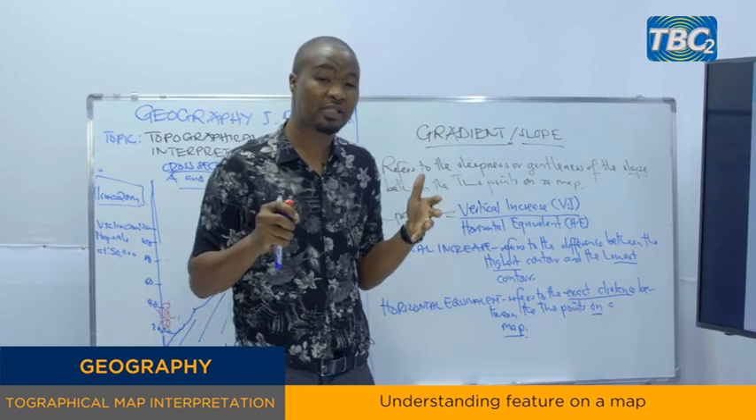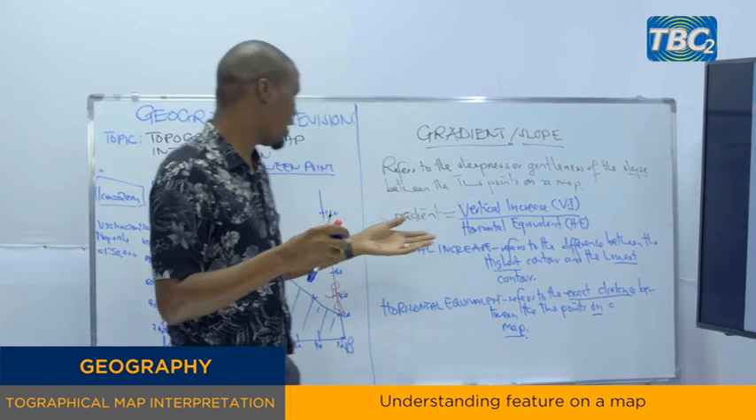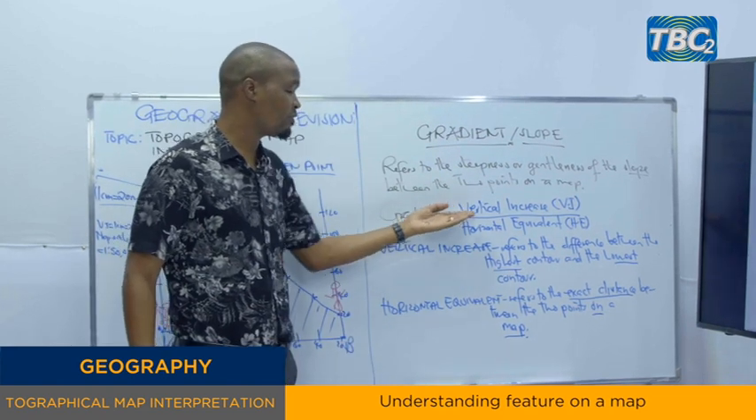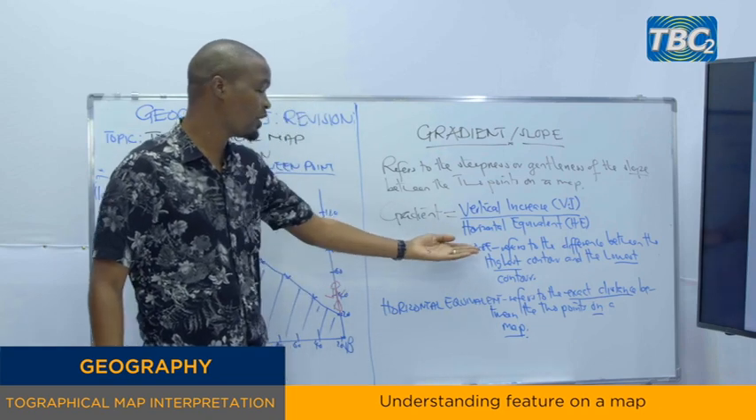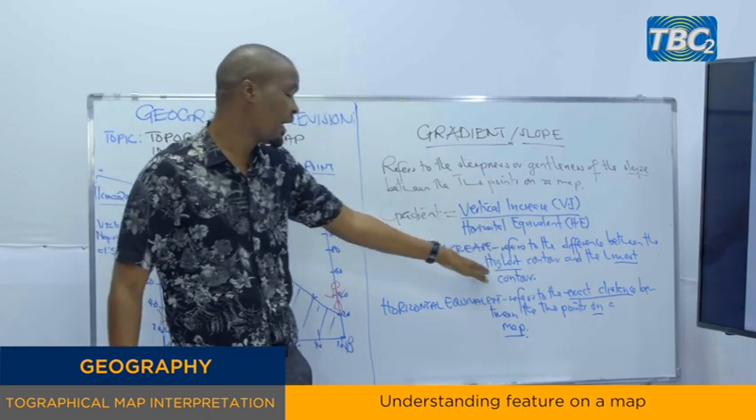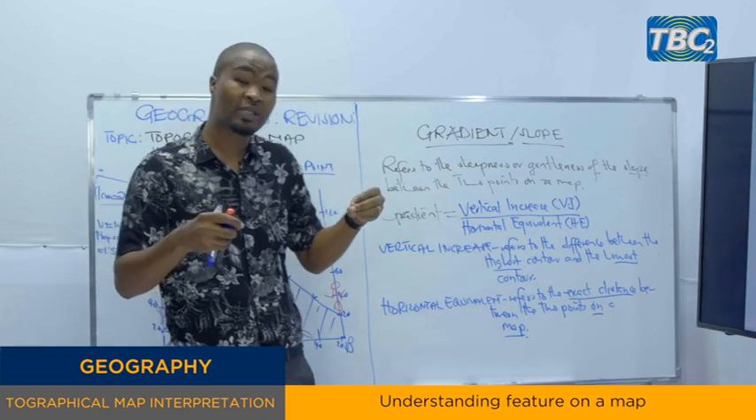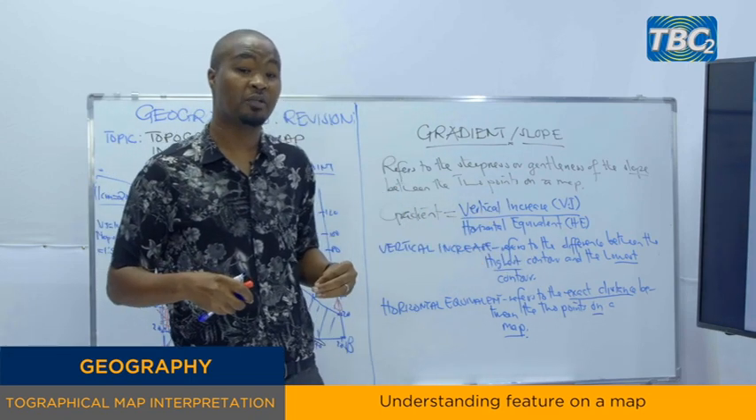Therefore, in order to find the gradient, we must find what we call the vertical increase. And we have been told right here, vertical increase refers to the difference between the highest contour and the lowest contour that cut across that line, you see?